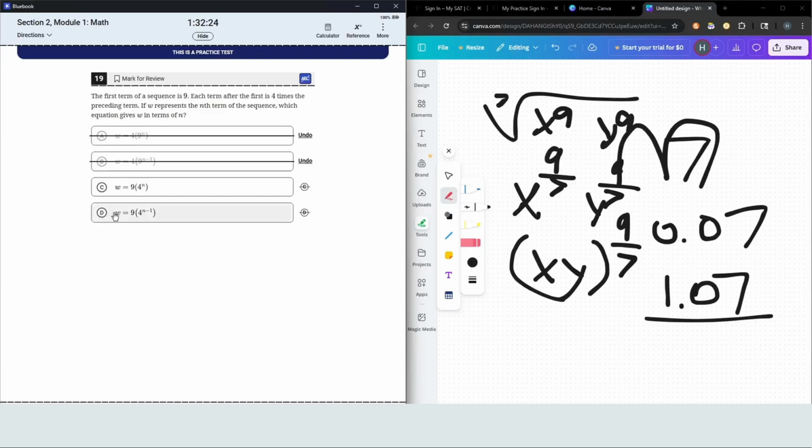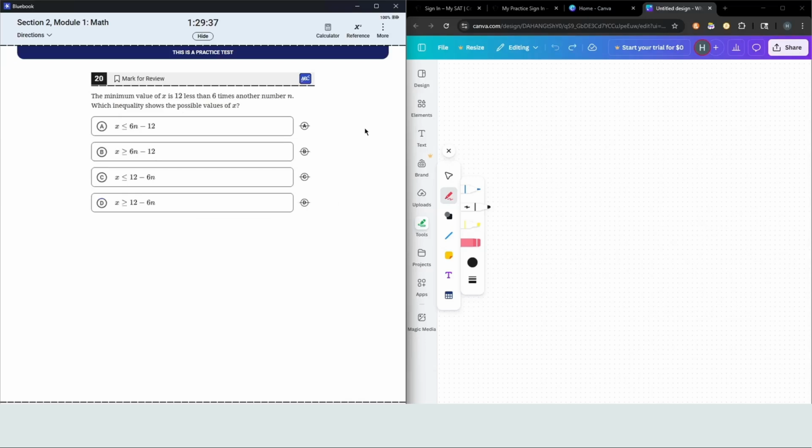So if you look at answer choice D, 4 to the power of n minus 1. Replace n with 1. Do 1 minus 1, which is 0. 4 to the power of 0. Anything to the power of 0 is 1. So you do 9 times 1, which gives you 9. So the answer would be D.